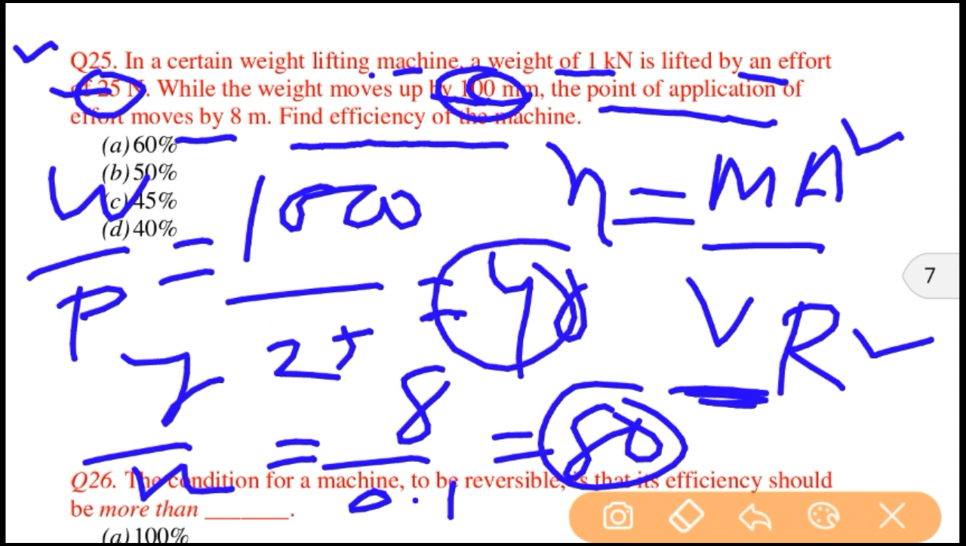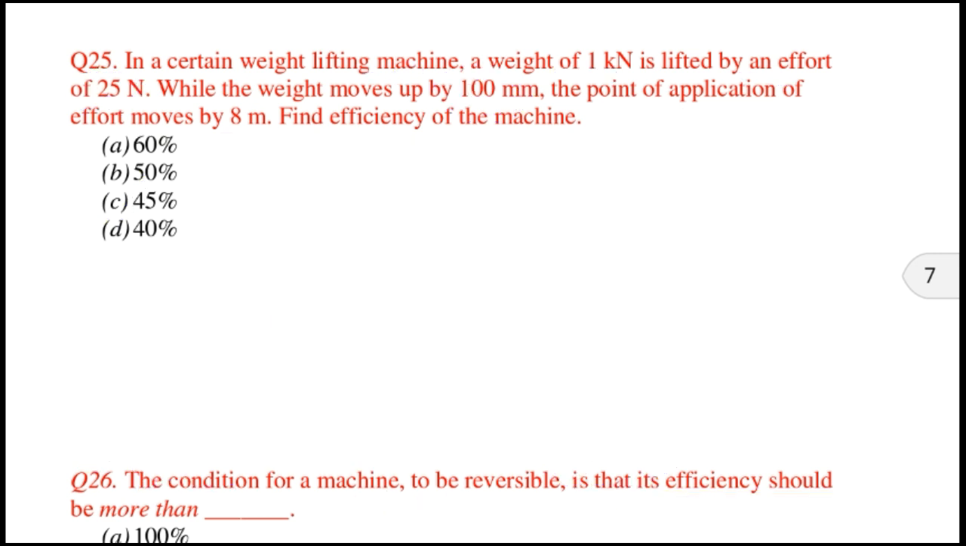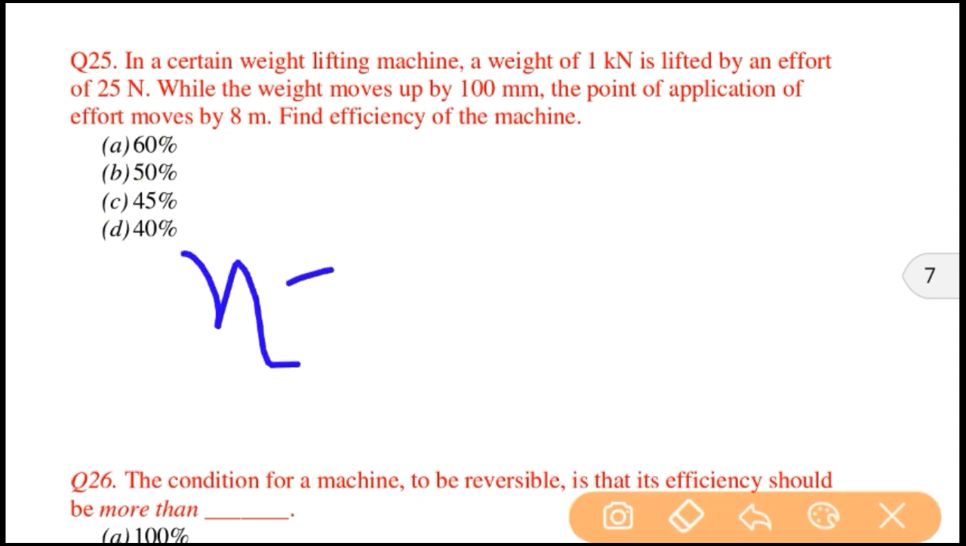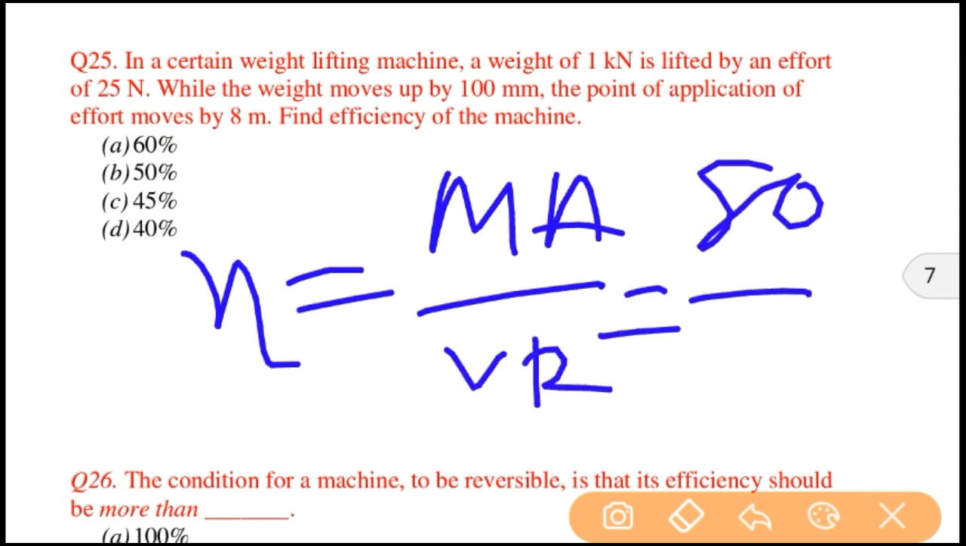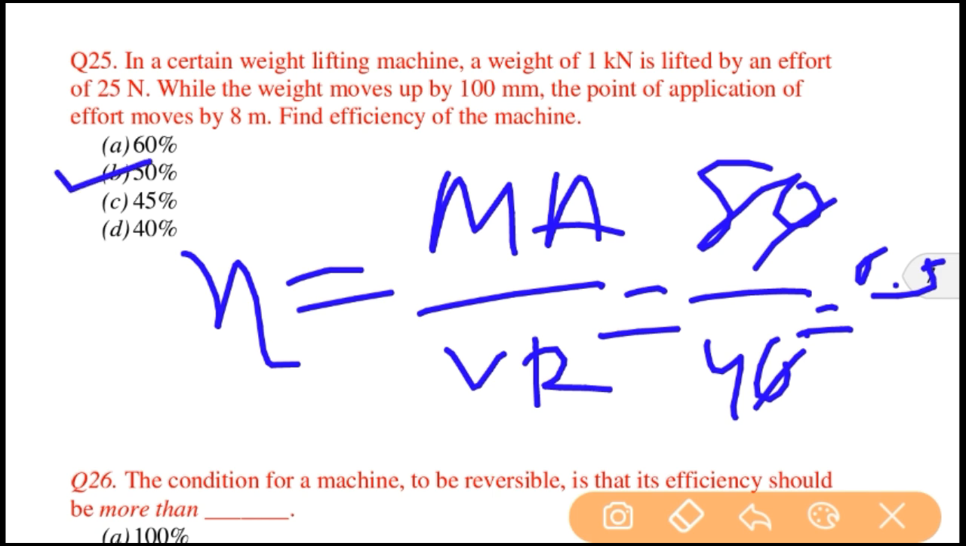So we have velocity ratio as 80 and the mechanical advantage as 40. So efficiency will be mechanical advantage by velocity ratio. Efficiency equals 40 divided by 80, so that equals 0.5 or 50%. So option B will be the correct answer.